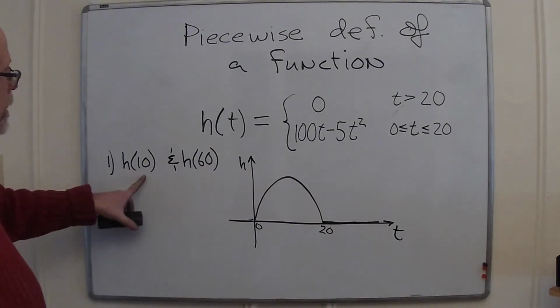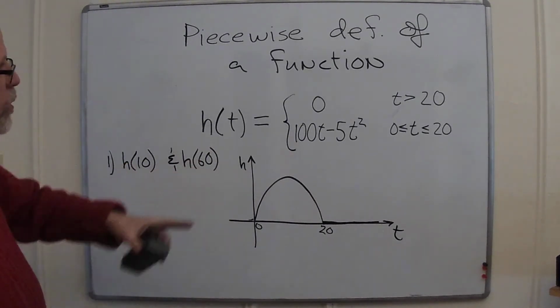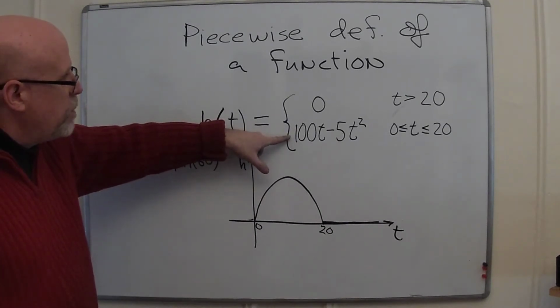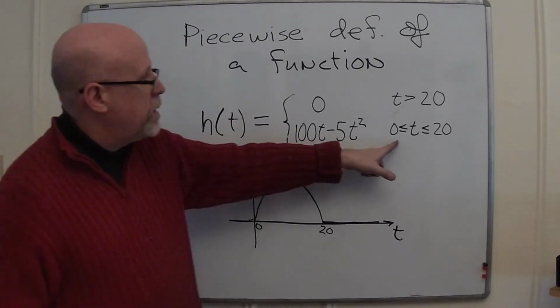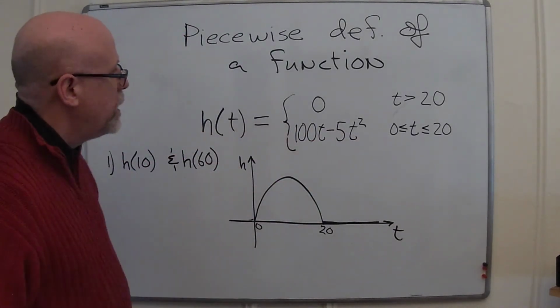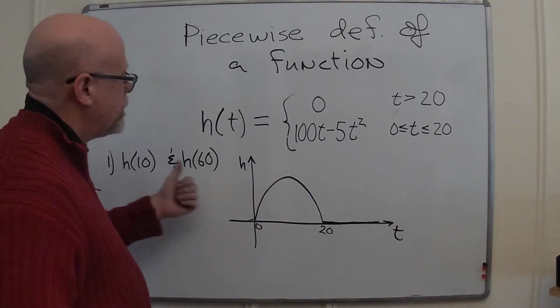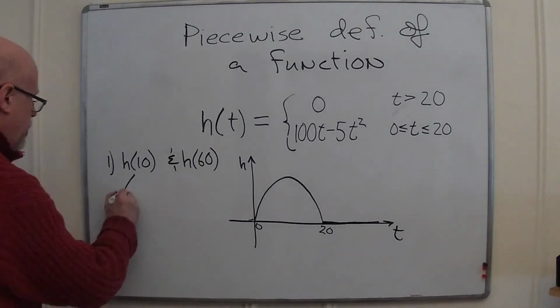So h of 10, which of the two formulas are we going to be using? The complicated thing or the 0? The complicated thing, because the 10 is in between 0 and 20. All right, so what is h of 10 going to be?